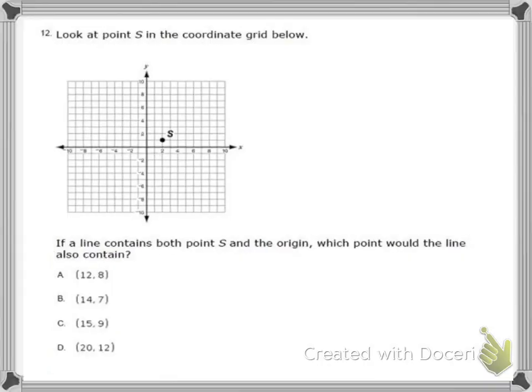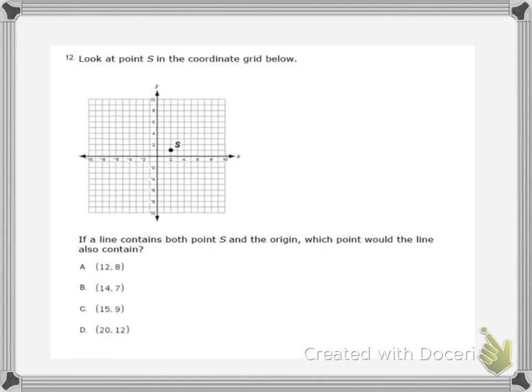Next question. Look at point S in the coordinate grid below. If a line contains both point S and the origin, which point would the line also contain? This is going to be hard to do on this. So I should make it bigger.